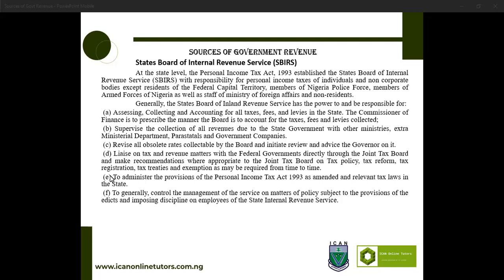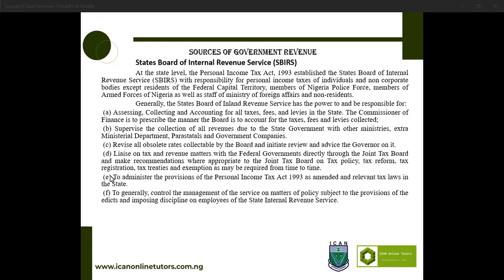You also have the responsibility to liaise on tax and revenue matters with the federal government directly through the joint tax board. And this usually comes up when there are discrepancies between state tax collection or between state and the federal government tax collection. And to make recommendations where appropriate to the joint tax board on tax policy, tax reform, tax registration, tax treaties, and exemptions as may be required from time to time.